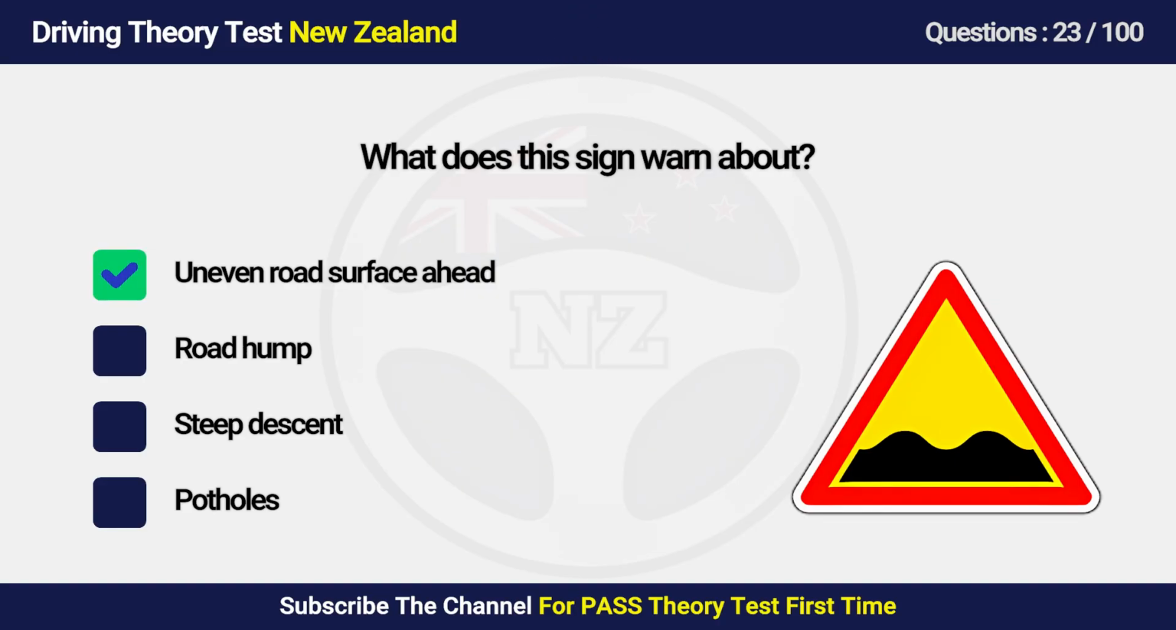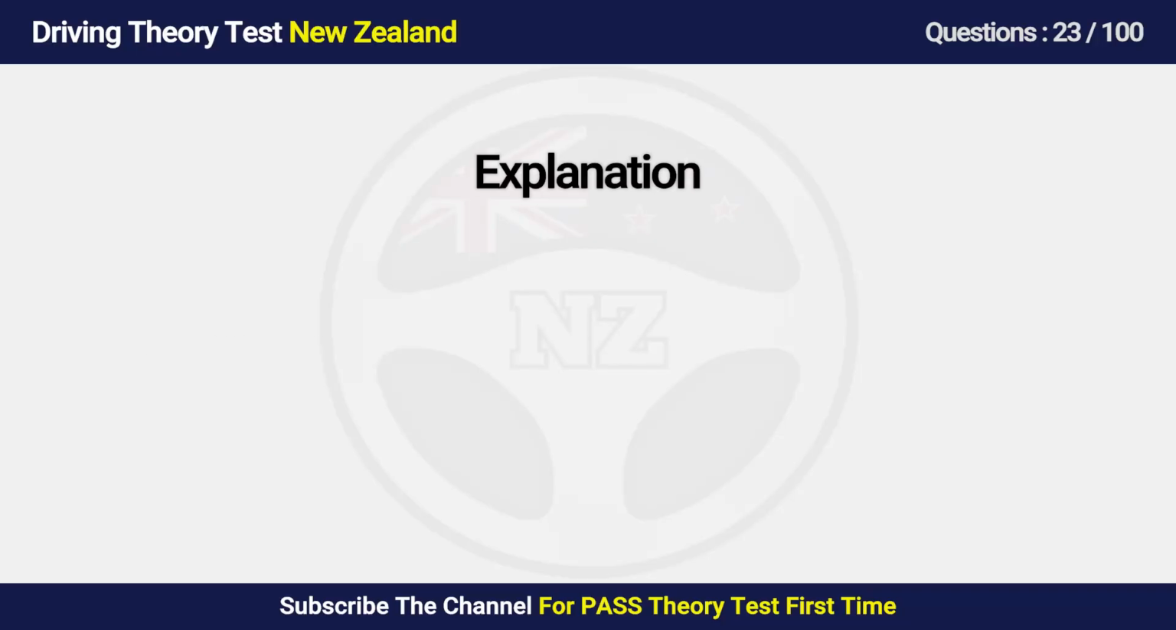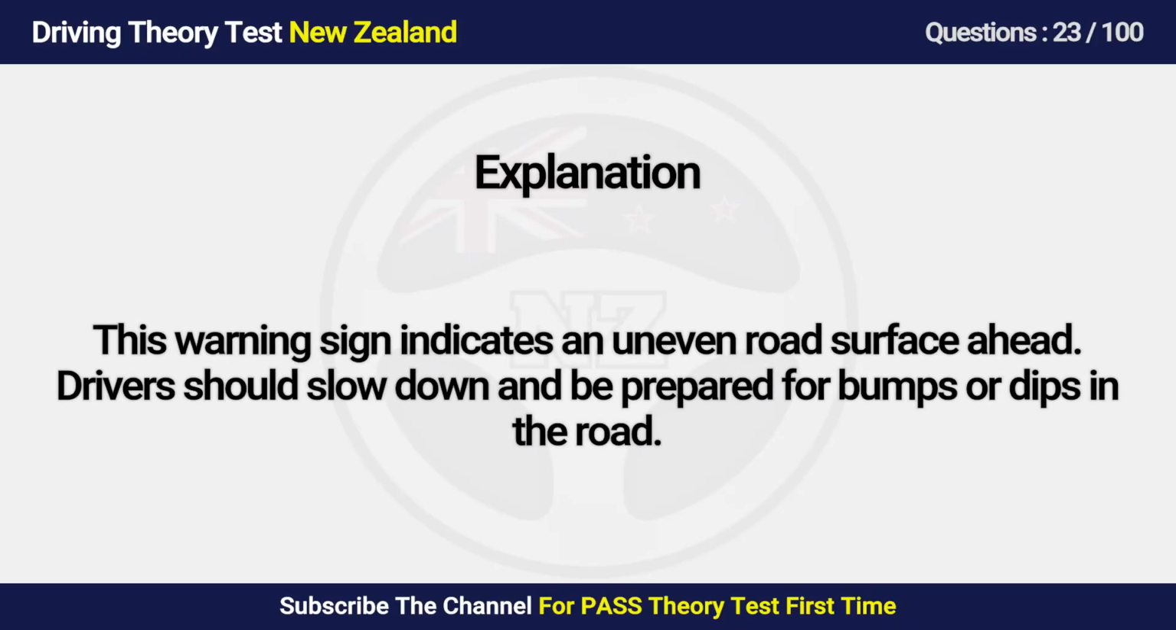Answer is A. Uneven road surface ahead. This warning sign indicates an uneven road surface ahead. Drivers should slow down and be prepared for bumps or dips in the road.